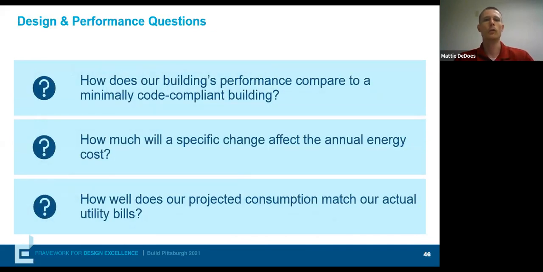So the few questions we'll try and answer: how do we compare to a code compliant building? How does a single change affect our energy costs? And then, how well did what we projected match what we're actually using?